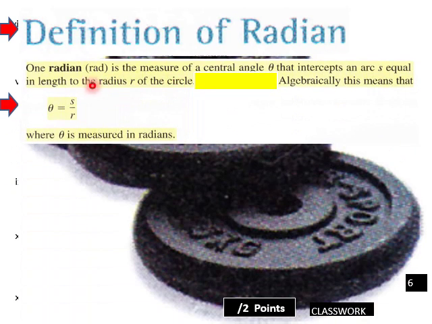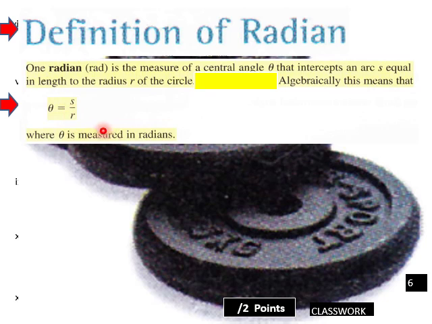Definition of a radian. 1 radian, or rad, is a measure of a central angle theta that intercepts an arc S equal in length to the radius R of the circle. Algebraically, this means that theta equals S over R, where theta is measured in radians.